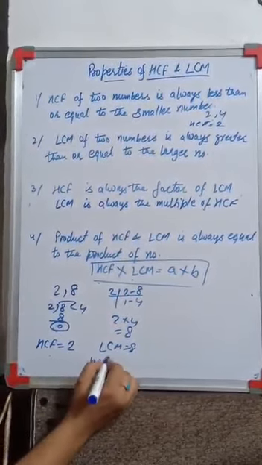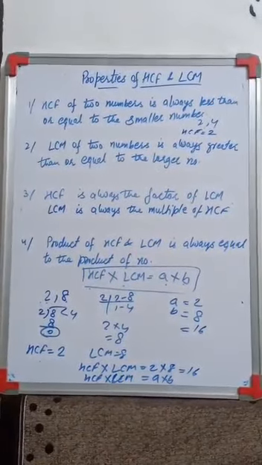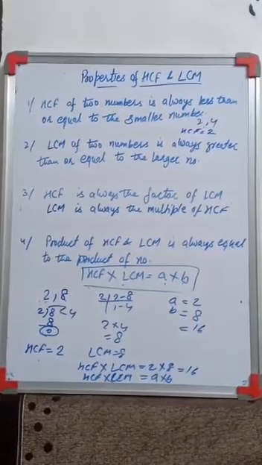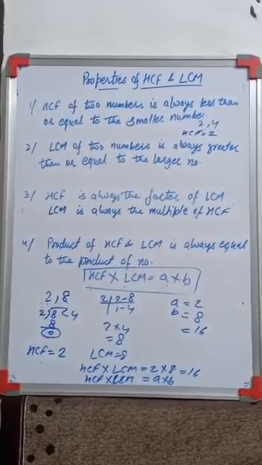So HCF into LCM is 2 into 8, which is 16. And A into B: A is 2, B is 8, so 2 times 8 is 16. That means HCF into LCM is always equal to the product of the two numbers. For a pair of numbers, the product of the LCM and HCF will be equal to the product of the numbers. Based upon that, I am going to solve a question so that you will understand this.